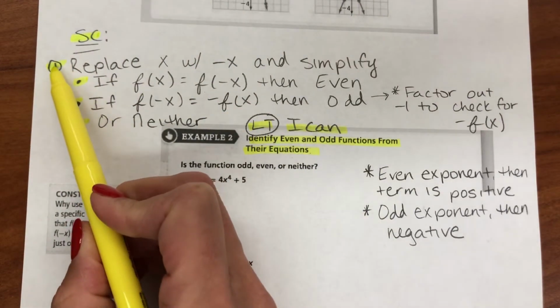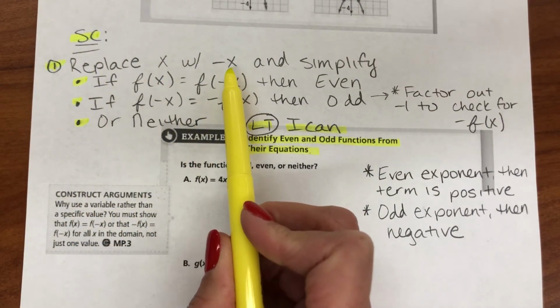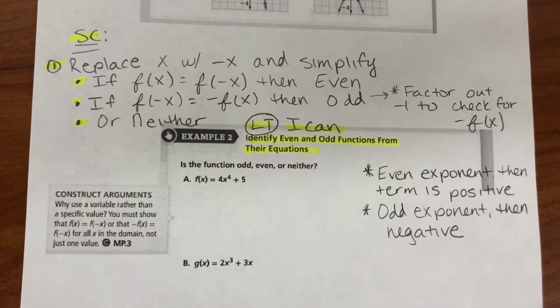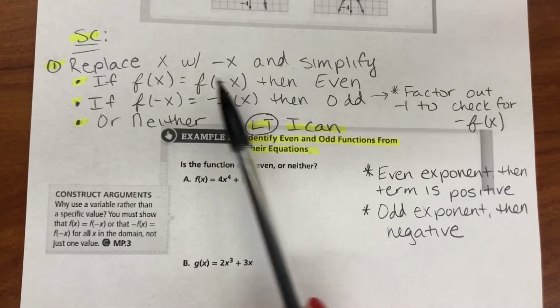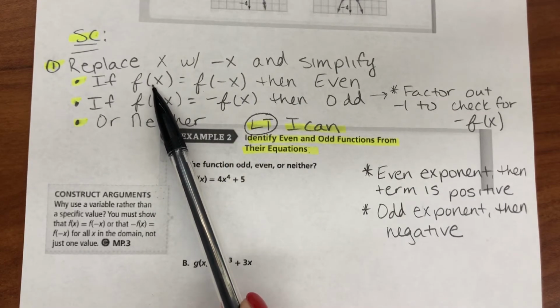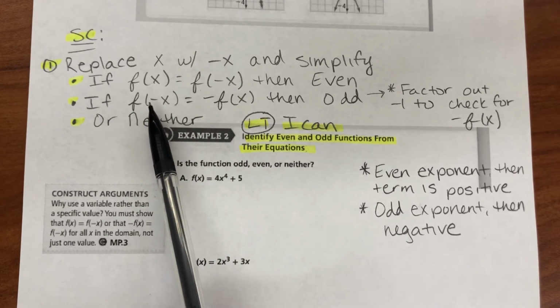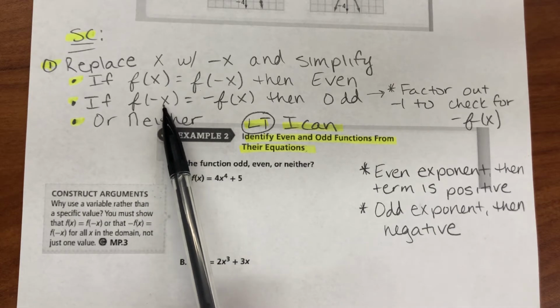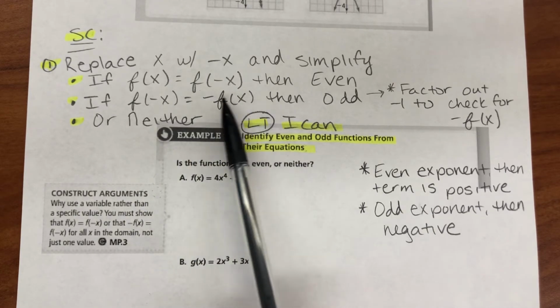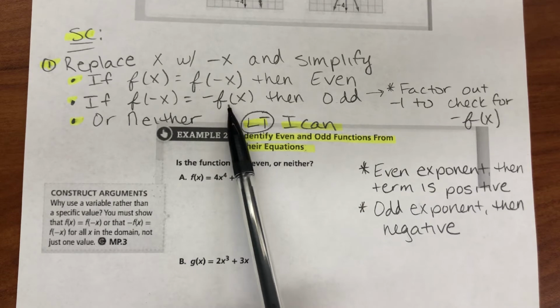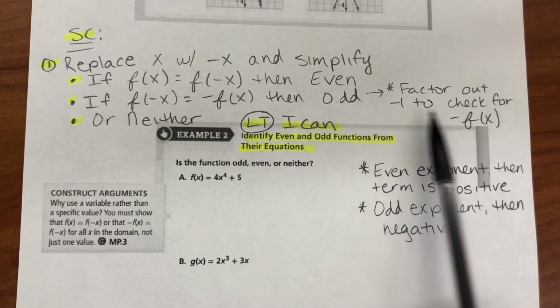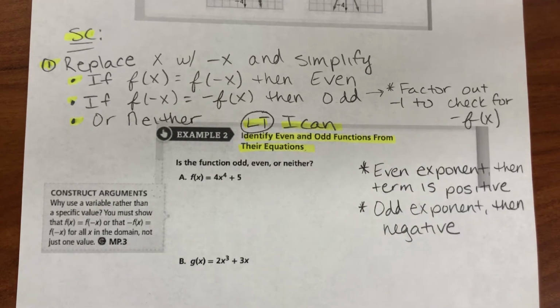So step one is always to replace x with negative x and simplify it down as much as you can. And then after you put in that negative x, if you get the same function that you started with, then that's called even. If you put in the negative x and you get the opposite function, then that's odd. To figure that out, you would have to factor out a -1 to see if that became the opposite function there. Or if neither of these are true, you say it is neither.